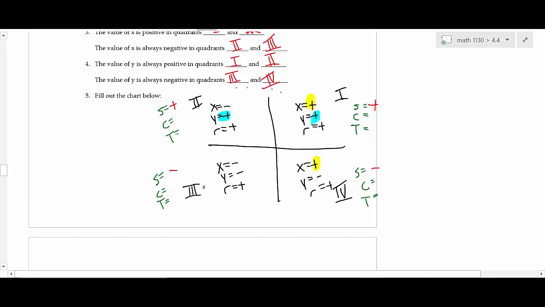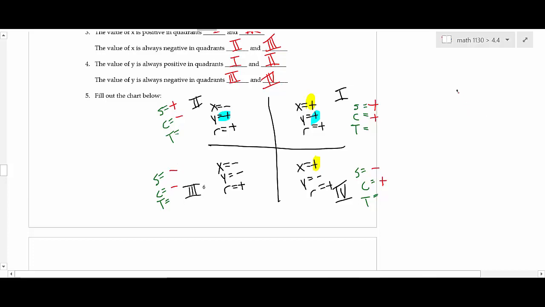The cosine is x over r. So where is x positive? That way, right? Where is x negative? That way. Good. Okay, awesome. So what we'd end up having then is the cosine is going to be positive here and there, and then negative here and there like that. That's how I'm figuring that out.